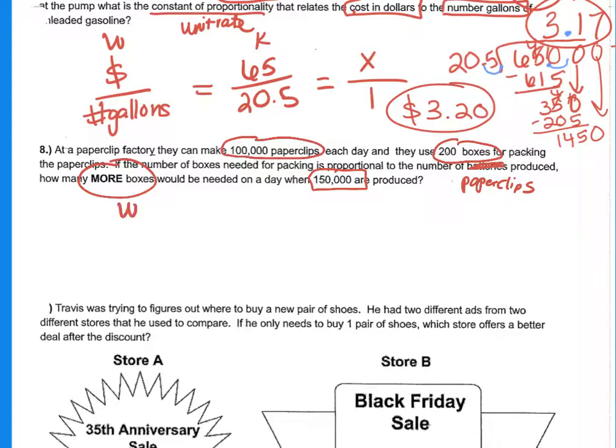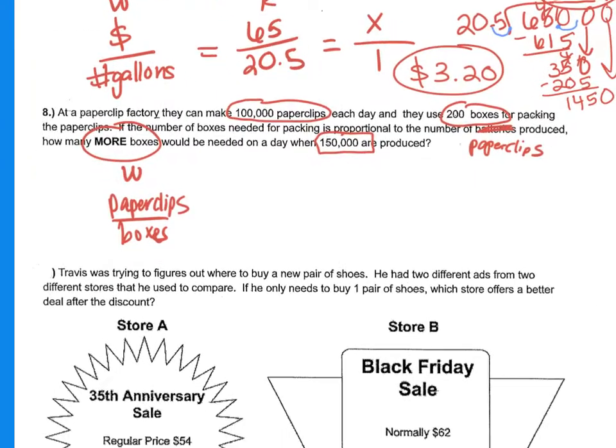Okay, so the first ratio, words. What are the 2 things that we're looking at that we're comparing? Paper clips and boxes. Paper clips and boxes. How do you know which one goes on top? The first one goes on top. Paper clips. Unless it's money. Well, really, it shouldn't matter. You should get the same answer.